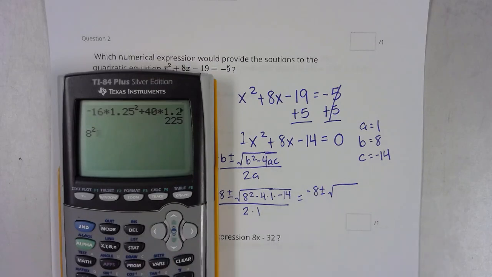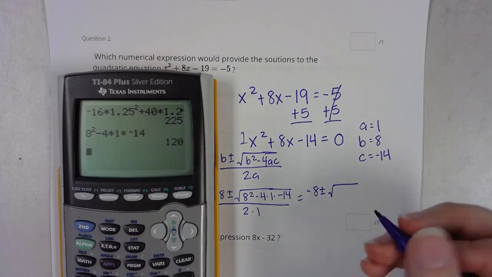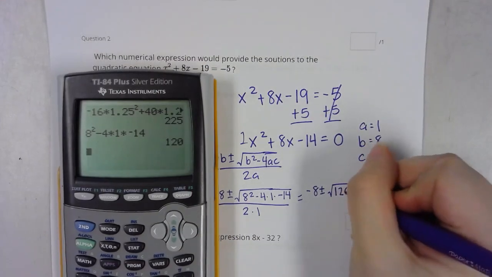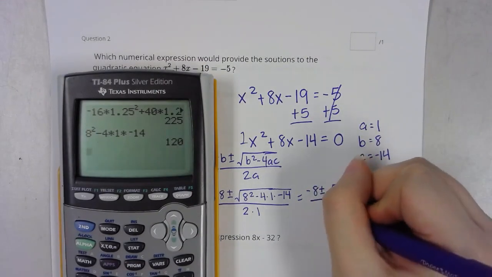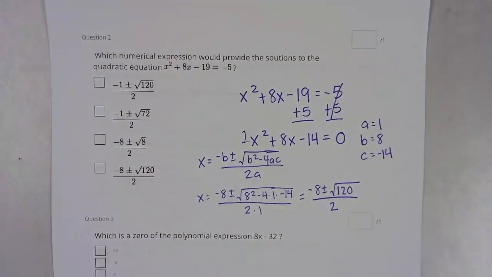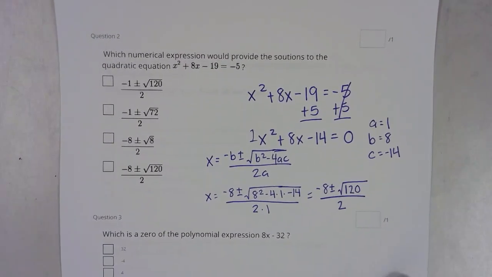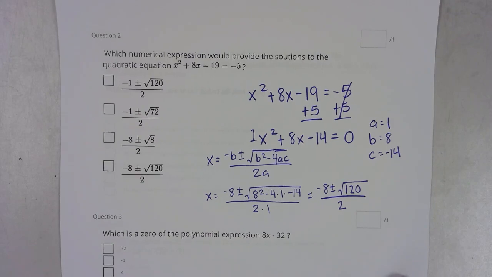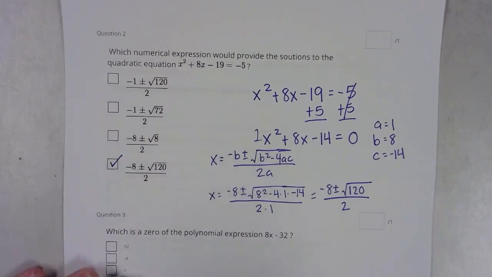So 8 squared minus 4 times 1 times negative 14. So that gives me 120. So I have the square root of 120 over 2. So negative 8 plus or minus the square root of 120 over 2, which would give me this answer choice here.